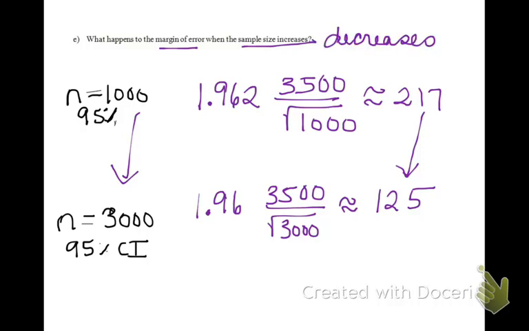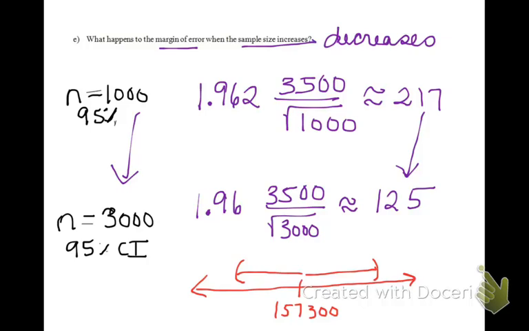Just to help you visualize this, let's put it on a number line. To form that confidence interval, you start at your point estimate, x bar. And when n was 1,000, you added 217 and you subtracted 217, the margin of error. But when you jumped your sample size up to 3,000, you only had to add 125 and subtract 125. But both of these still gave 95% confidence. So when you have the larger sample size, you're able to be more accurate, narrow interval, but with the same strength of confidence.